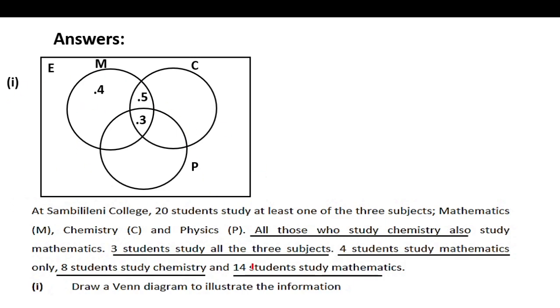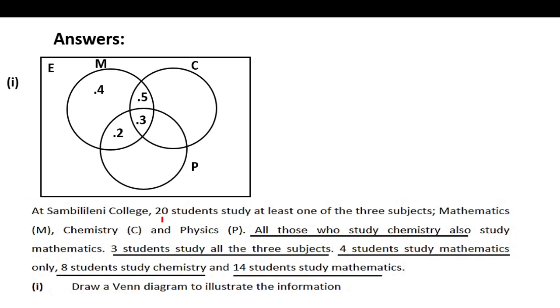So meaning in this 14, since 12 are already studying mathematics, chemistry, and also physics, then there are those that are only studying mathematics and physics. Those are the ones that are missing here, and they're supposed to be 2 to make 14 students that are supposed to be under mathematics. All right. So this is how you are supposed to have.